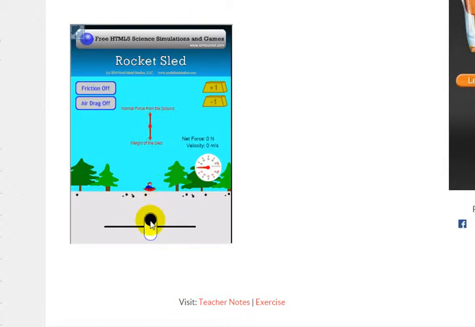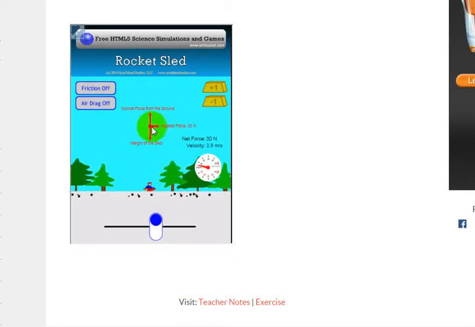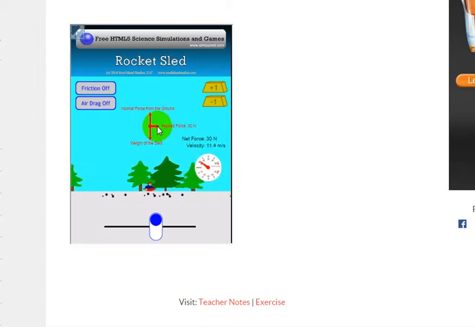Now if I put a force in a particular direction, it's unbalanced. The unit for force is newtons. Here I have a 30 Newton force.